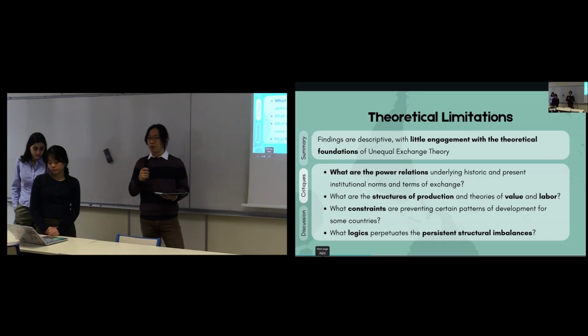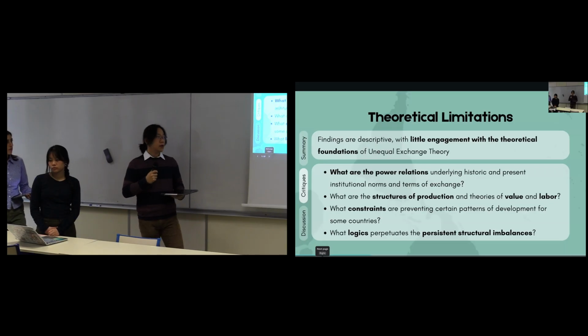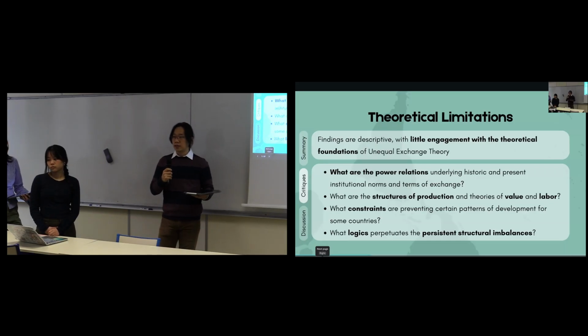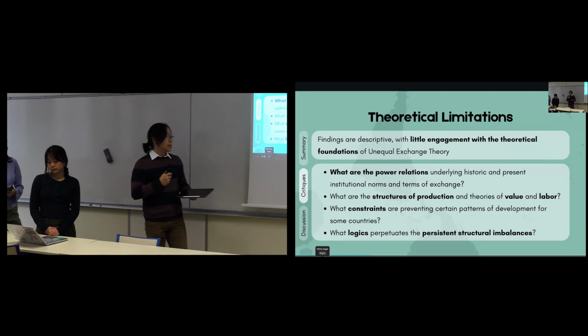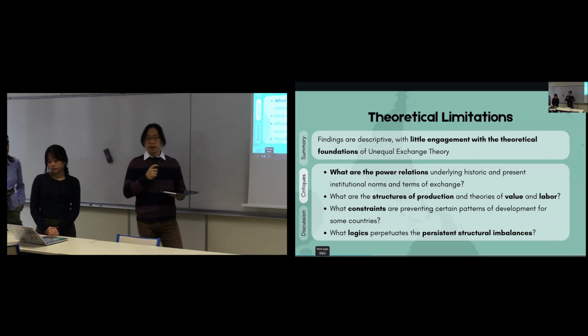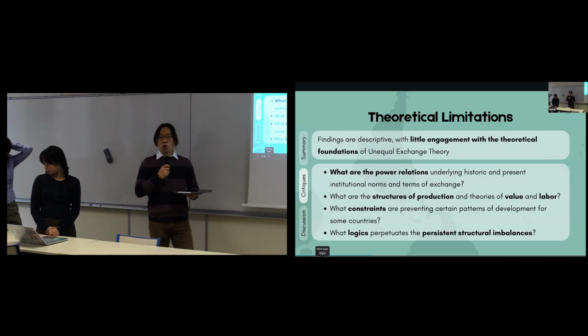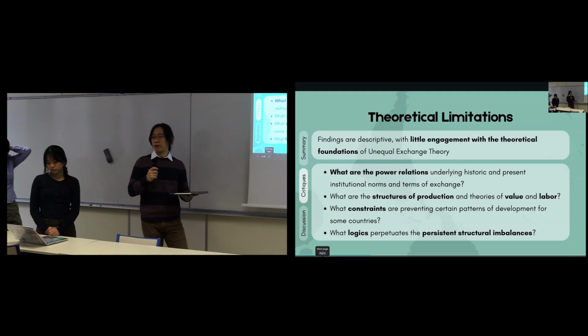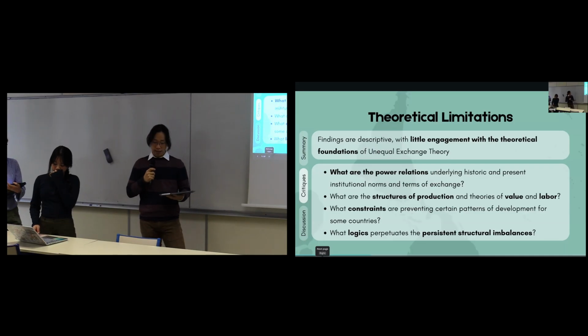In addition, when we're talking about the financial flows of wealth, there's no discussion of theories of production or value or labor that are involved in these wealth transfers. And additionally, there's no discussion of the constraints that prevent certain countries, especially in the second period they describe, from the 1970s to 2025, from having certain patterns of development versus others. The baseline of these critiques is the underlying logics that perpetuate these persistent structural imbalances that we see.